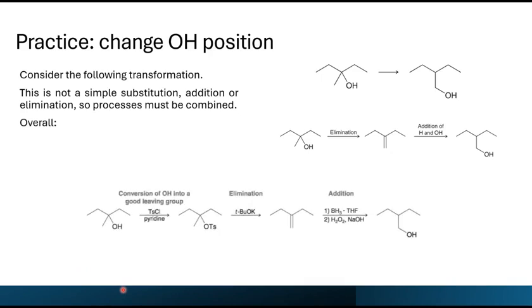Overall, we need to make sure that we first make the OH into a good leaving group. So tosyl chloride and pyridine will do so. Once it's a good leaving group, we're going to use a bulky base in order to get the Hofmann product. Once we have the Hofmann product, we're going to add the reagents that give us anti-Markovnikov addition, the BH3 and THF, followed by hydrogen peroxide and sodium hydroxide.